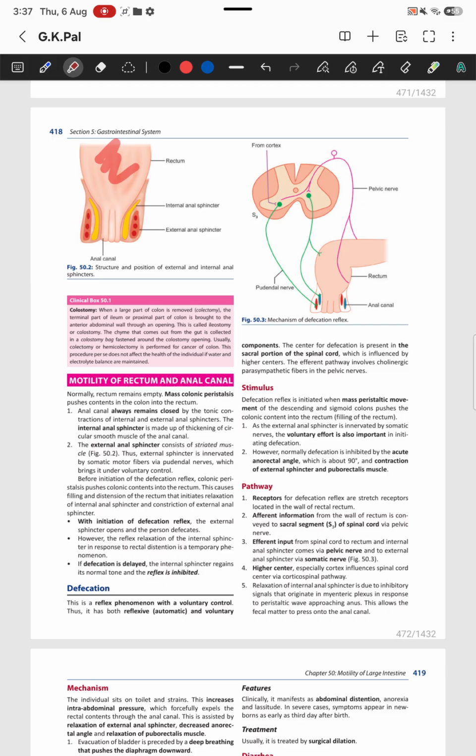After defecation, if a question comes in your exam, make this diagram. Remember there are two nerves: pelvic and pudendal. Pelvic is the one that carries afferent, and efferent is pudendal.